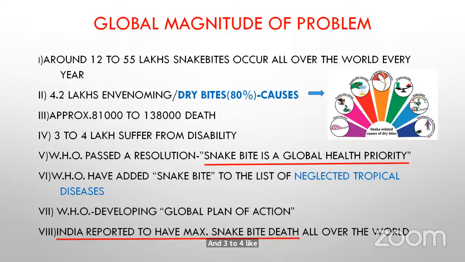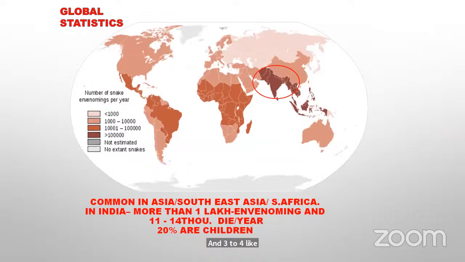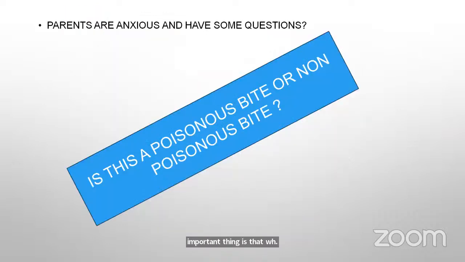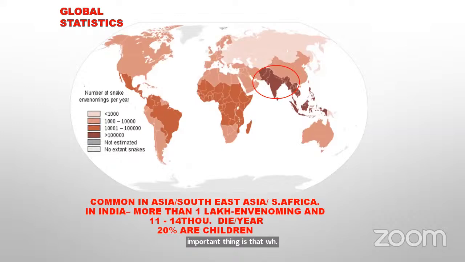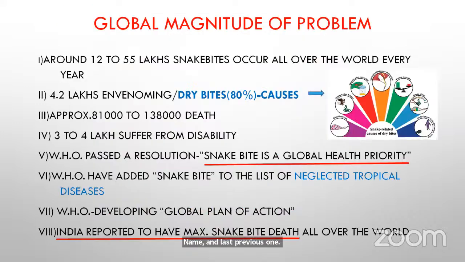disability. The most important thing is that WHO, no, madam, previous one. Yeah, the WHO has passed a resolution that snake bite is a global health priority, and WHO has added snake bite to the list of neglected tropical diseases and given a global action plan. The important thing for us is that India is reported to have the maximum snake bites all over the world, and even the deaths are also. Next.